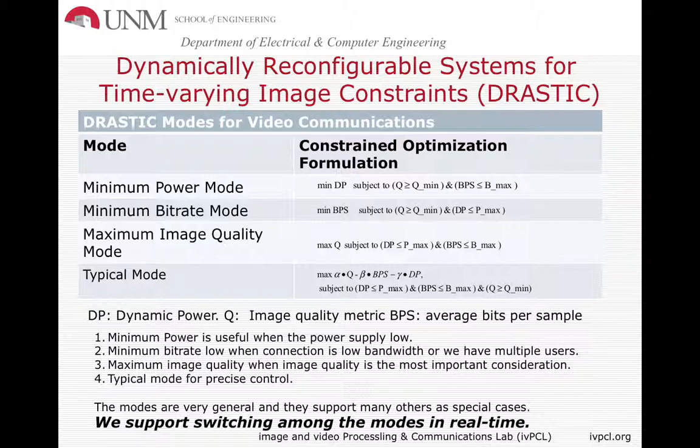Another one is what's called the minimum bitrate mode, which essentially tries to compress for the minimum amount of required bandwidth. If you can imagine a situation where there isn't that much bandwidth, then you really want to be able to minimize your bandwidth requirement, because otherwise you won't be able to communicate, again, subject to constraints on the quality.